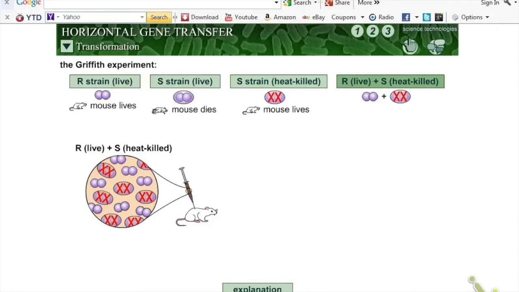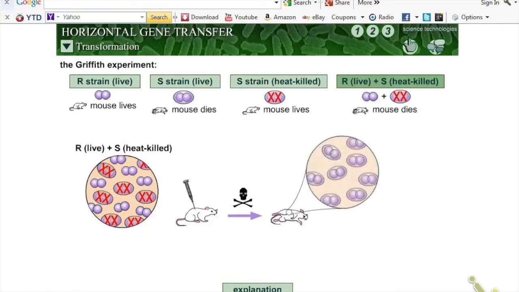Look, this is interesting. Surprisingly, when mice are injected with a mixture of harmless, heat-killed, smooth-strain cells and harmless, live, rough-strain cells of Streptococcus pneumoniae, the mice die. Live, smooth-strain cells can be found in the blood of these dead mice. The harmless, rough-strain cells must have gained the genes to produce capsules, like those of the virulent, smooth-strain cells. So that's transformation. You kill the organism, but the gene remains.